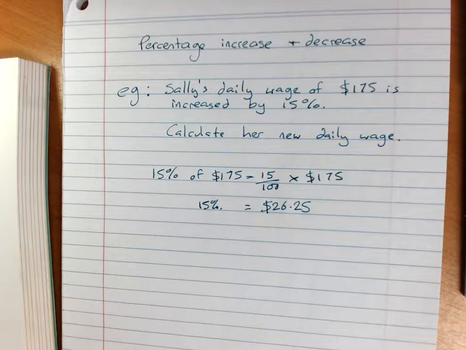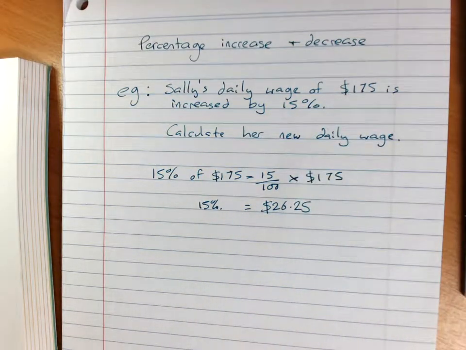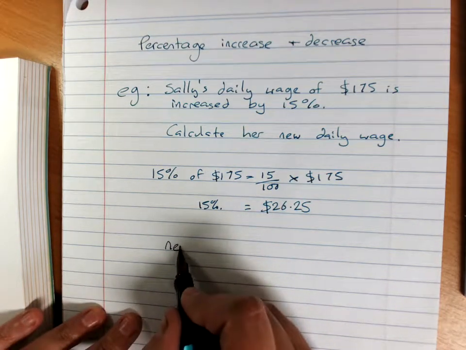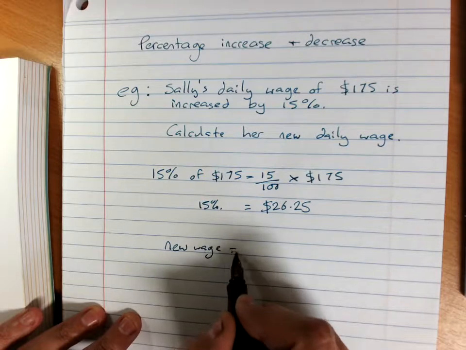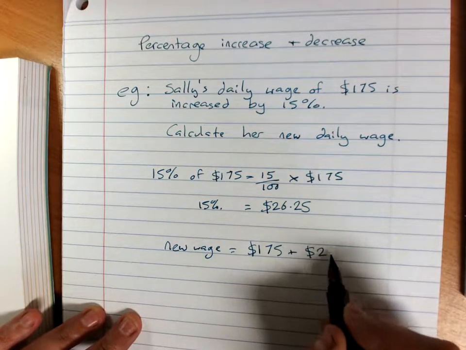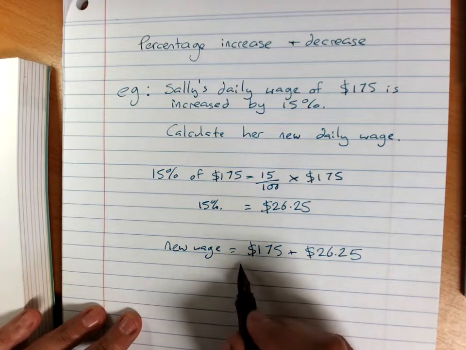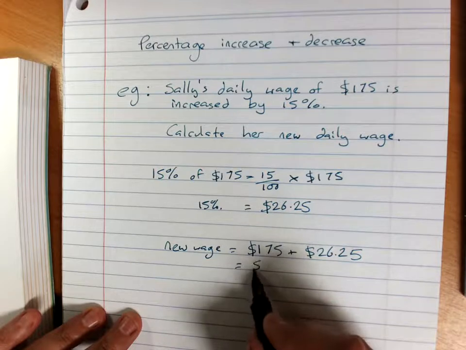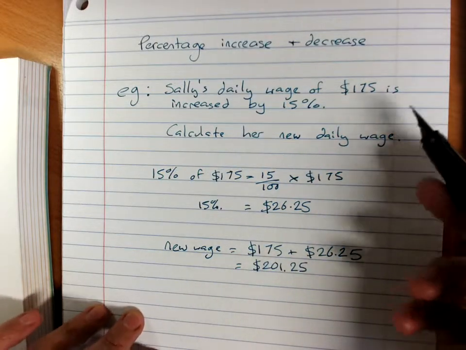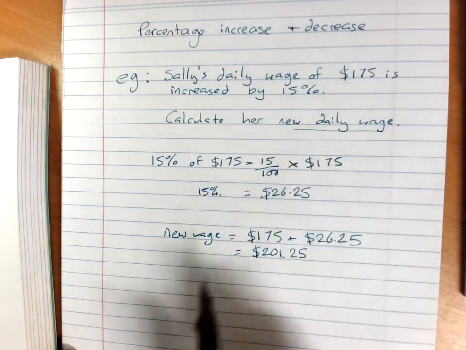Do not give that as your answer, because if my daily wage went from 175 to 26.25, I'd be very unhappy. So you'd have to show your working for the new wage is $175 plus $26.25. I'm okay if you don't have the dollar signs in your working, by the way. So 201.25. It was a word question, so you would give a word answer. Calculate her new daily wage.